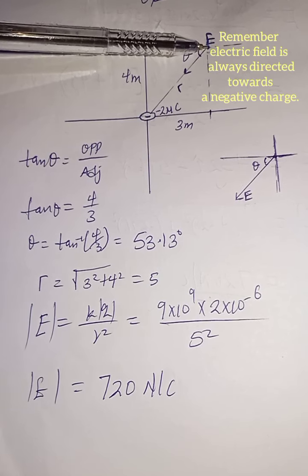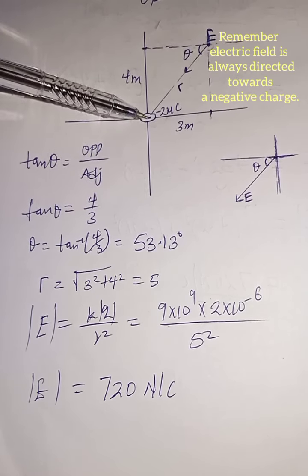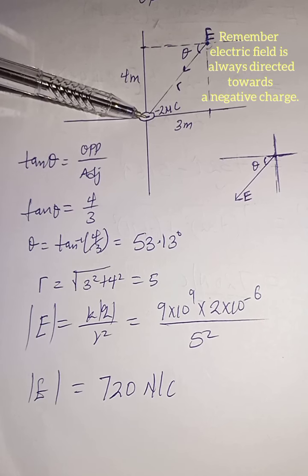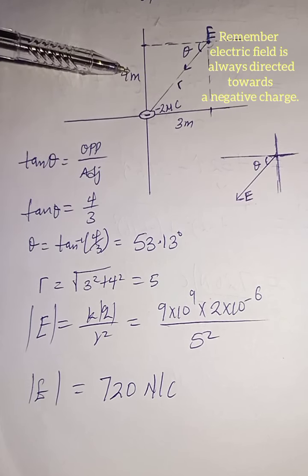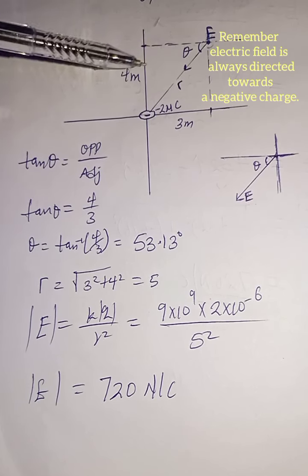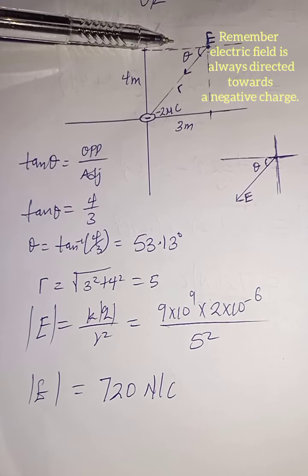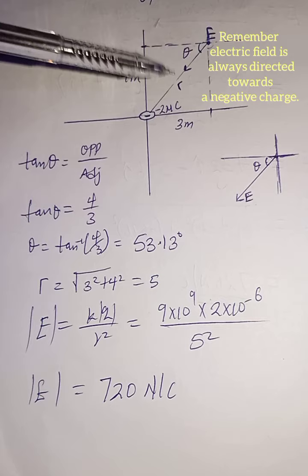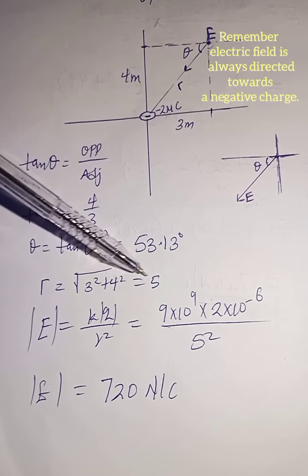So look for the electric field at this point. What is the distance between this point and this point? Using Pythagoras theorem, that will give us the distance between them, where the square of this one, which is the hypotenuse, will be equal to the sum of the squares of the other two sides. So r squared will be equal to 4 squared plus 3 squared. So r will be the square root of 3 squared plus 4 squared. That will give us 5.